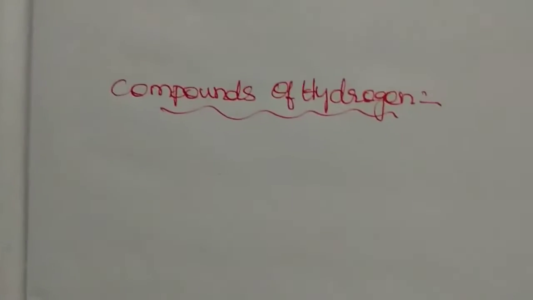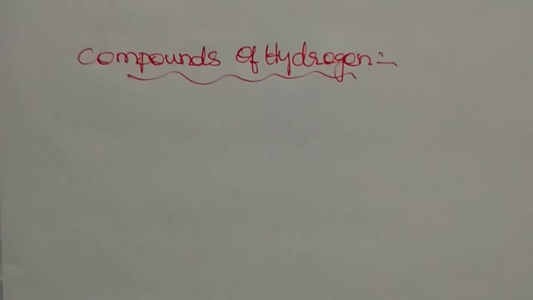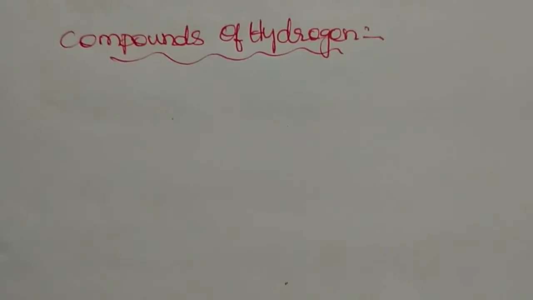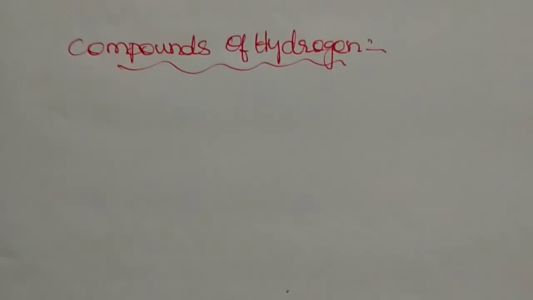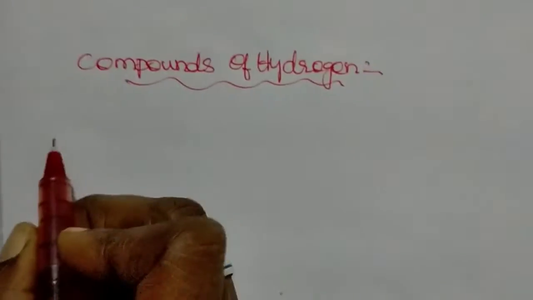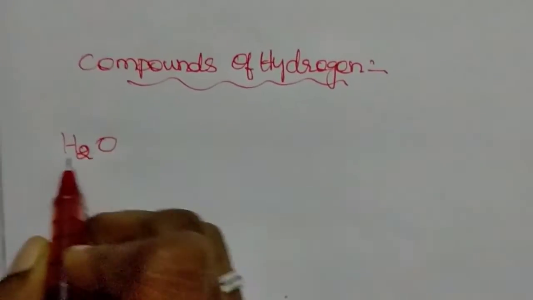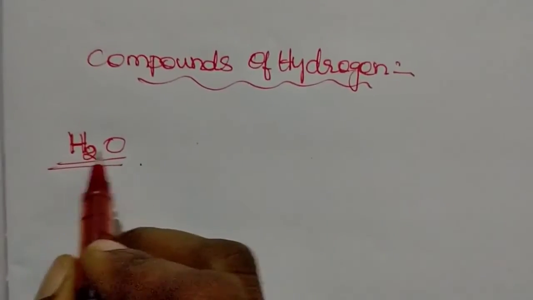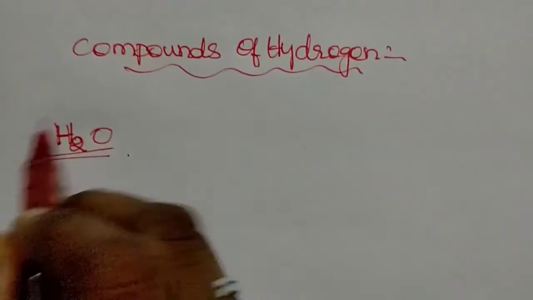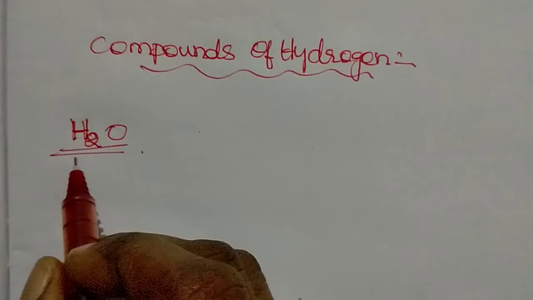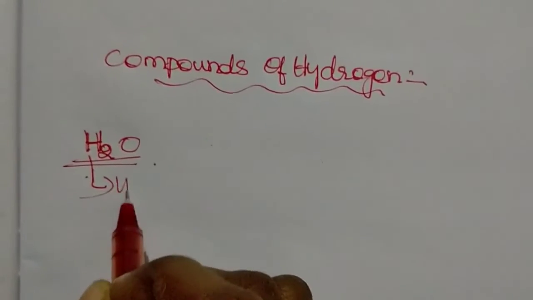Hydrogen is combined with many elements and produces some compounds like water, protein, biomolecules, carbohydrates. Okay, first the compound of hydrogen we are going to see is water. Hydrogen combined with oxygen produces the water molecule. This is the compound of hydrogen.